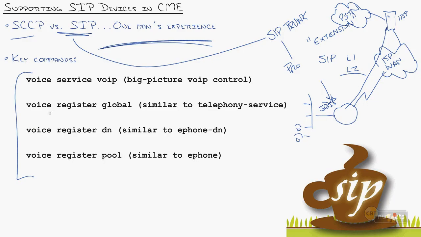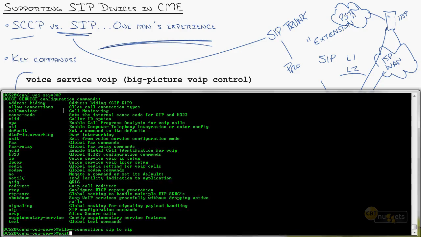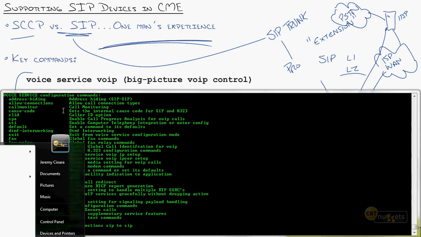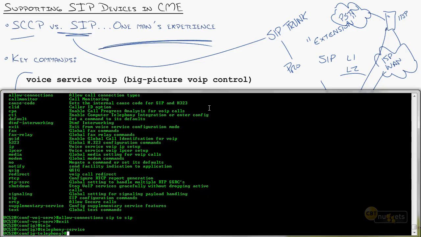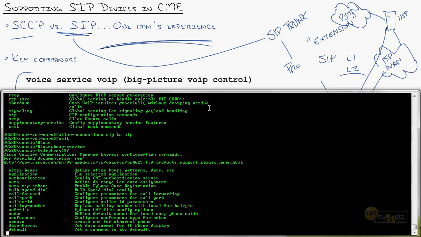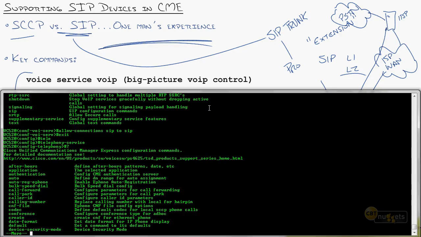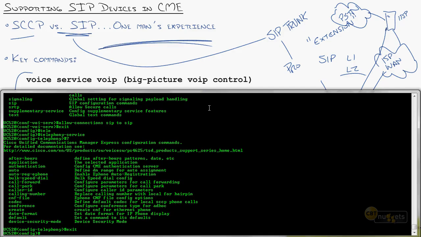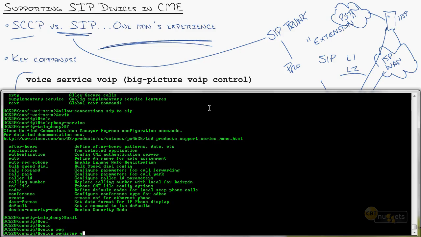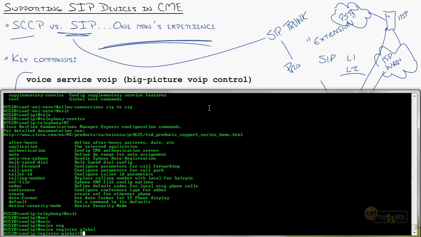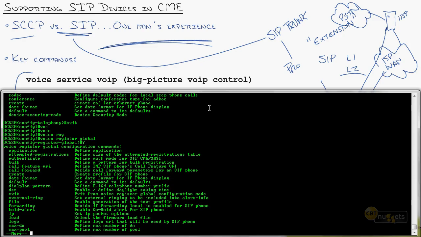Now, if you look underneath that, you see this voice register global area. Think of that as your telephony service mode for SIP. So when you go into global and type in telephony service, that's where you get all your control for your skinny base phones. But we can come out here and do a voice register global. And you're in the global mode for the SIP features.